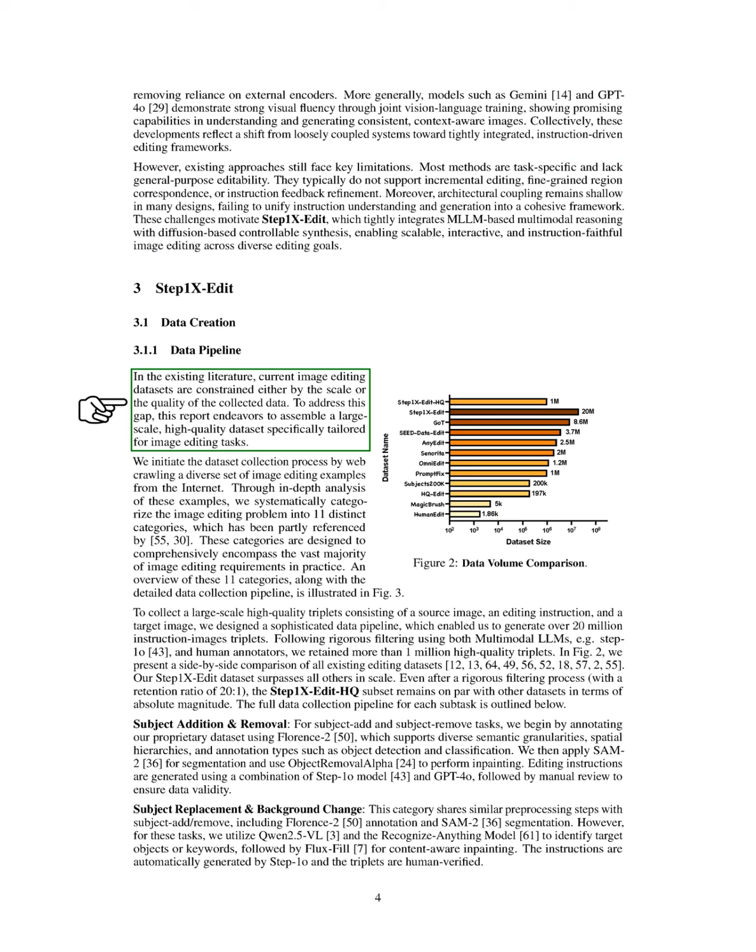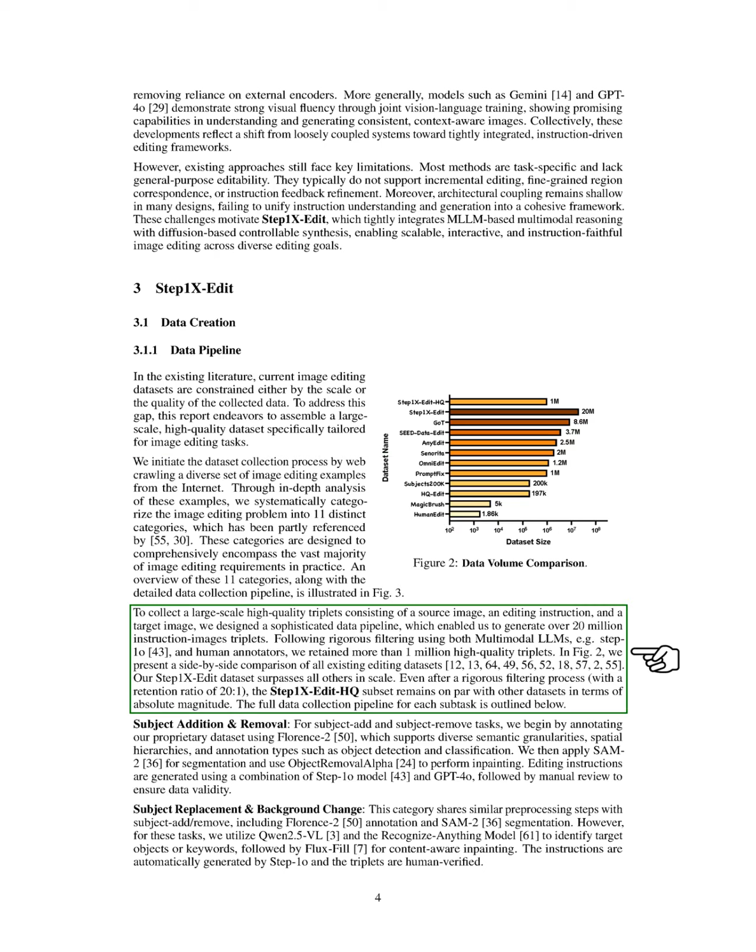Regarding our data pipeline, we recognize that current image editing datasets are limited in scale and quality. To fill this gap, we aim to create a large-scale, high-quality dataset for image editing tasks. We start by web crawling diverse image editing examples and categorize them into 11 distinct categories to cover most practical editing needs. We designed a sophisticated data pipeline to collect over 20 million instruction image triplets, filtering them down to over 1 million high-quality pairs through rigorous checks by multimodal large language models and human annotators. Our Step1X-Edit dataset stands out in scale compared to existing datasets.